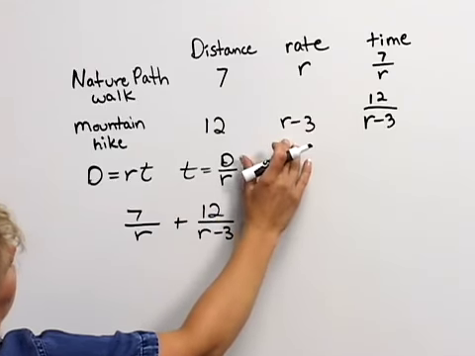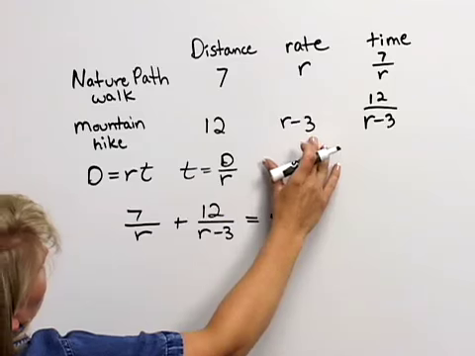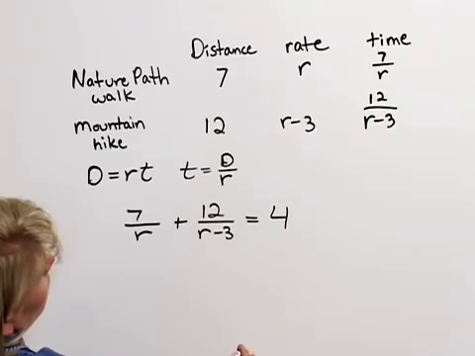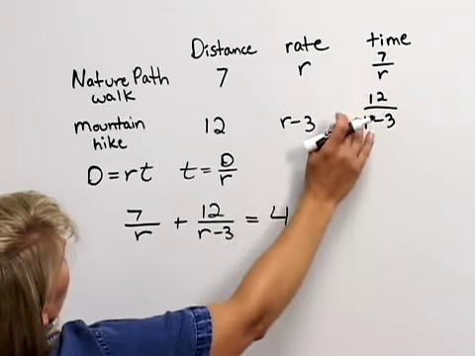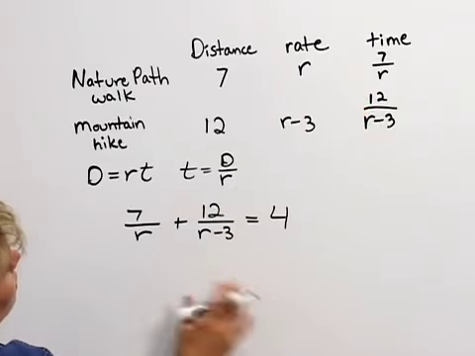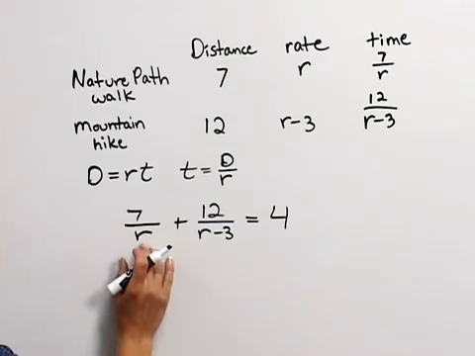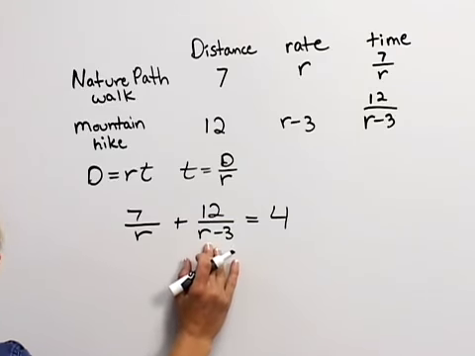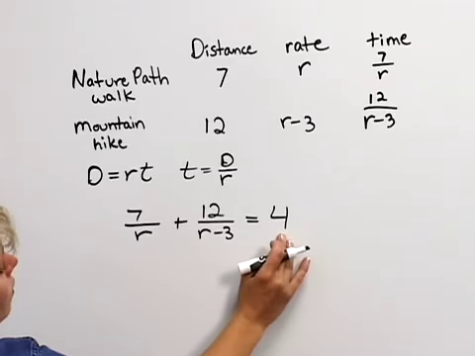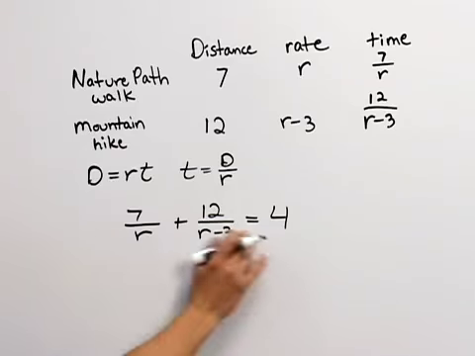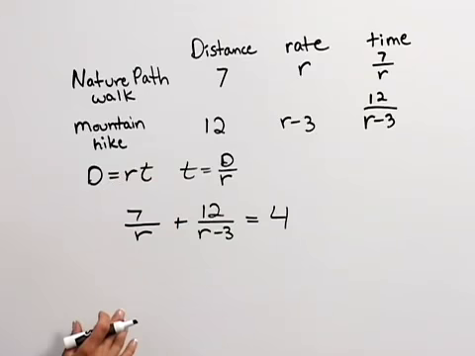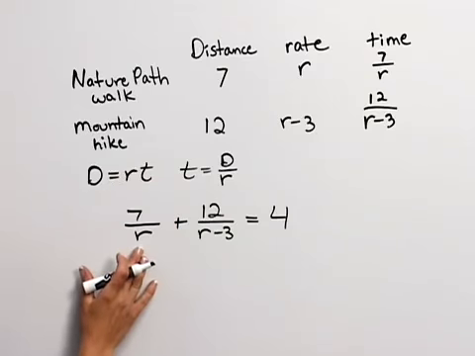On the mountain hike it was 12 miles and the rate was 3 miles per hour slower than what we walked. So that would be R minus 3. So the time would be 12 over R minus 3. Together, both of these events took 4 hours. So the time for the walk plus the time for the mountain hike would equal 4 hours. If we solve this equation, we'll know the rate at which we walk, which makes it so we can find the rate at which we hike also.